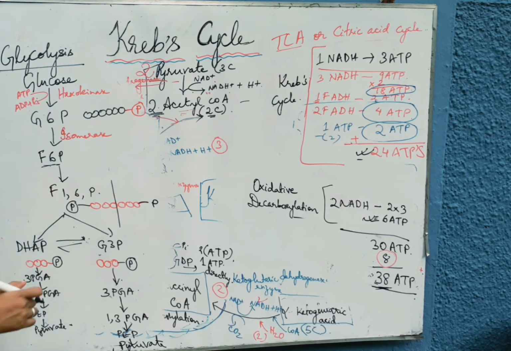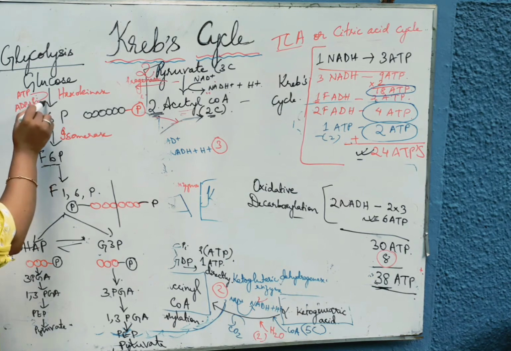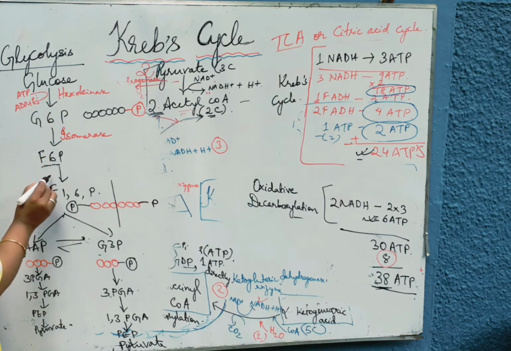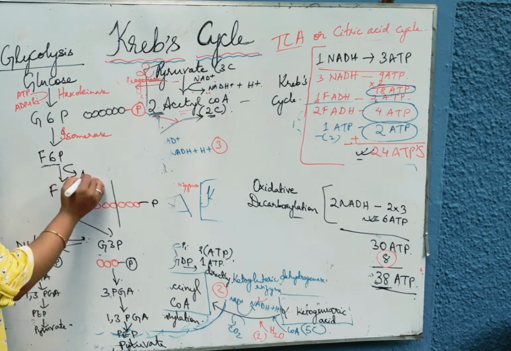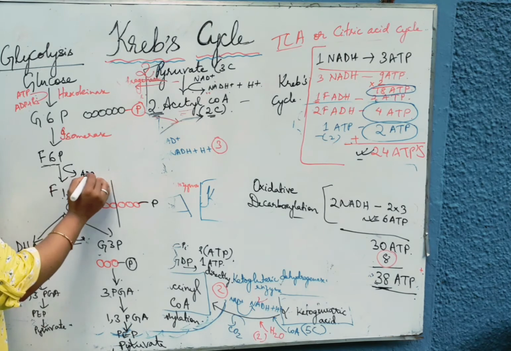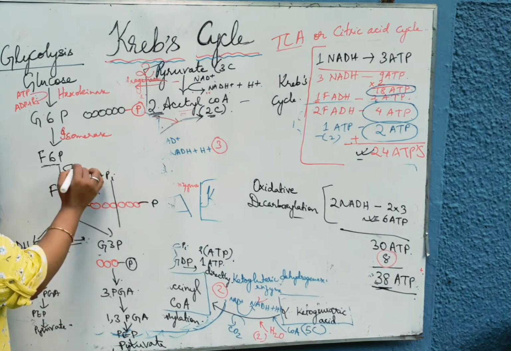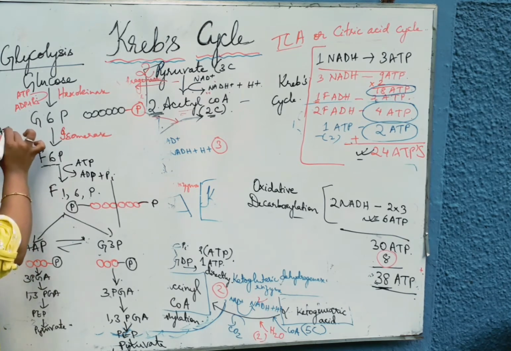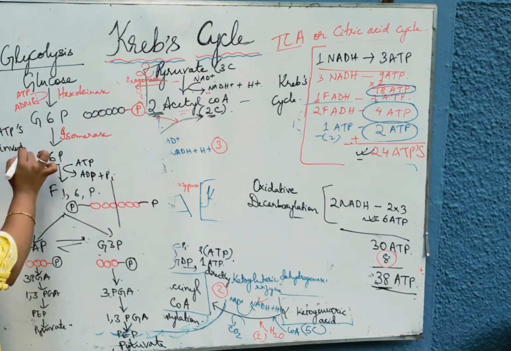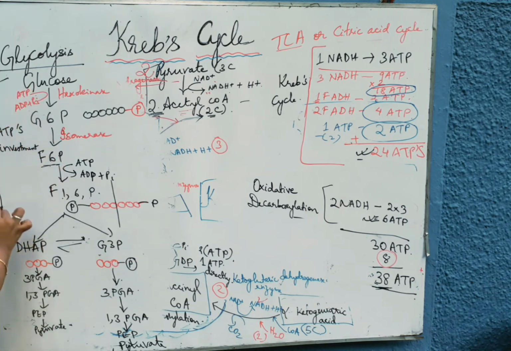Here the ATP is utilized, and also here phosphate has been added again on the first carbon atom. So here also you will say the ATP has been utilized. So 2 ATPs are invested here. That's why it is called investment phase up to here. Then from here to here, that is called payoff phase.